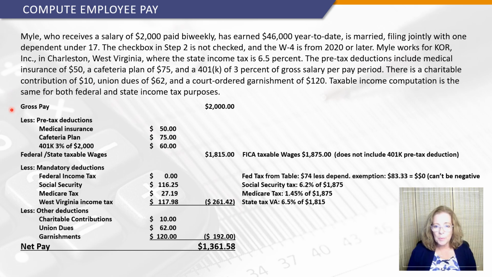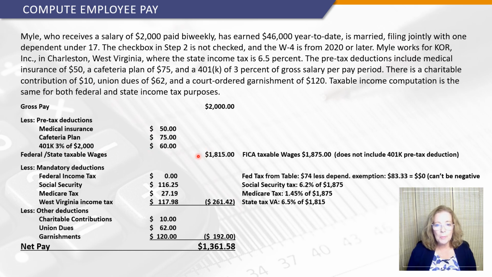We start with a gross pay, which we were told is $2,000. Sometimes you have to calculate the period pay because the exercise only provides you with the annual pay. However, in this case, we know it's $2,000. Next, we subtract the pre-tax deductions for pre-tax medical, cafeteria plan, and 401k contributions to arrive at taxable earnings.